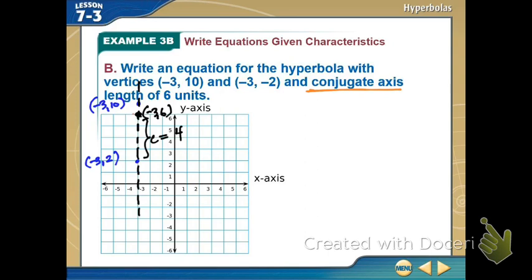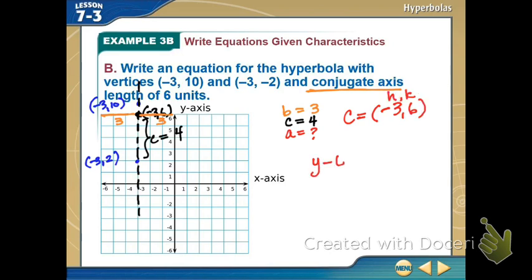That means that from the center I went out 3 spaces this way and out 3 spaces this way. So they're giving me B is 3. I also know that C is 4. And I'm going to have to solve for A. What distance do I go up and down from the center to find the vertices? So it opens up and down. The center is at -3, 6, so that's my H and K.